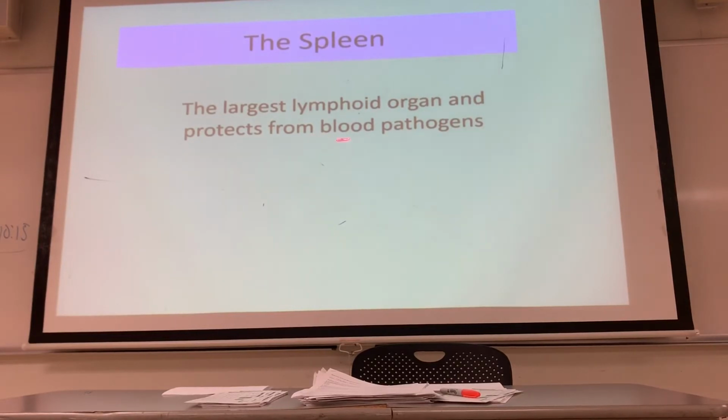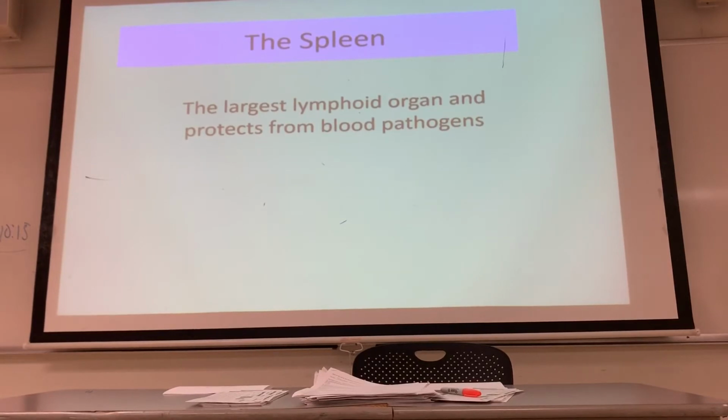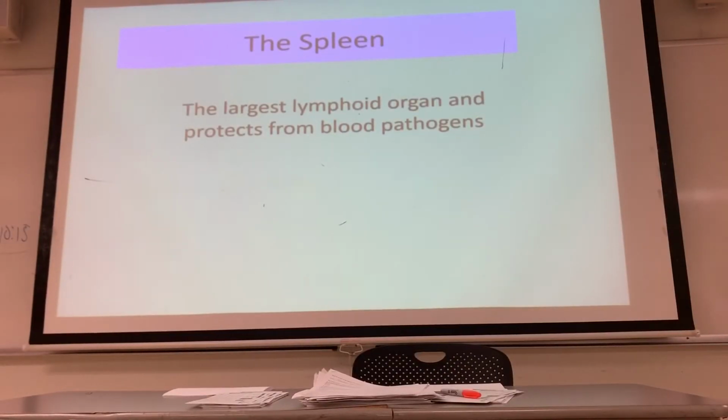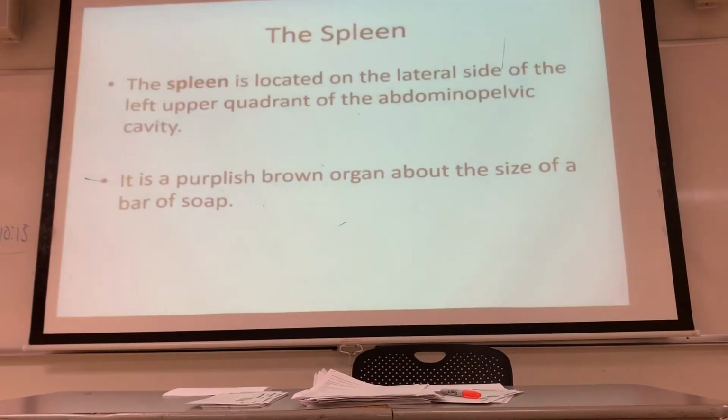The largest lymphoid organ, it protects from blood pathogens. Why? Because we have so many B cells and T cells stored in there, so many leukocytes, white blood cells stored in there. Aside from being the graveyard of your RBCs, it is a storage of many white blood cells. It is located on the lower side of the upper left quadrant of the abdominopelvic cavity.